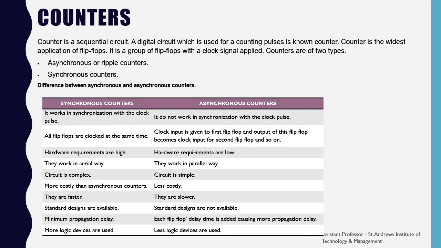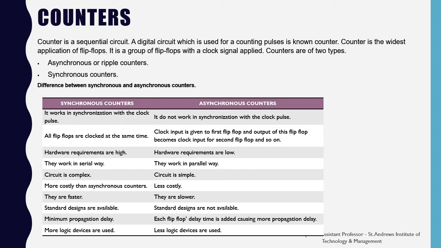Here is the difference between the synchronous and the asynchronous counter. In the synchronous counter, it is with the help of a clock pulse. But in the asynchronous counter, there is no need of the clock pulse. All the flip-flops are clocked at the same time in the synchronous counter. That means there is a single clock and from that single clock all the flip-flops will be clocked at once. But in the asynchronous counter, the clock input is given to the first flip-flop and the output of this flip-flop will become the clock input for the second flip-flop and so on.